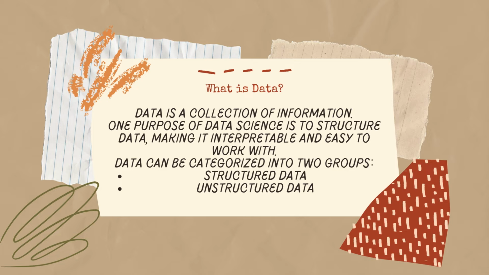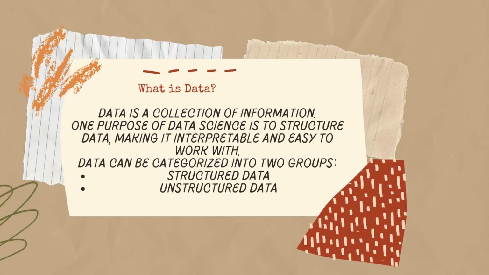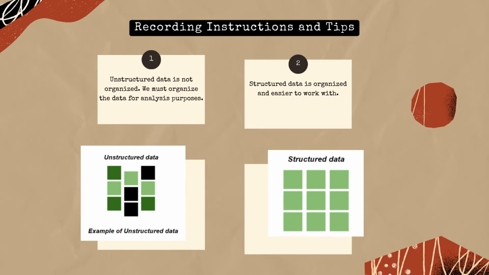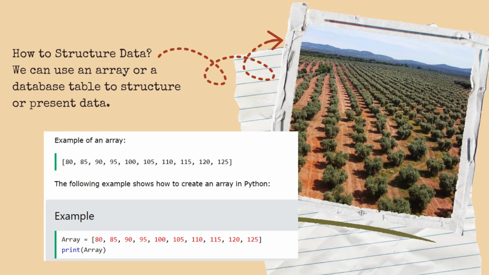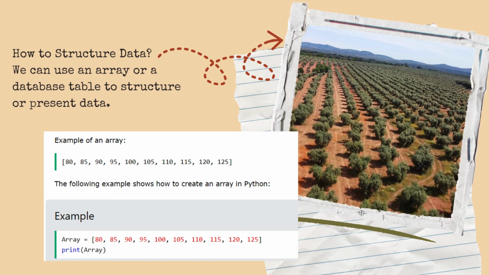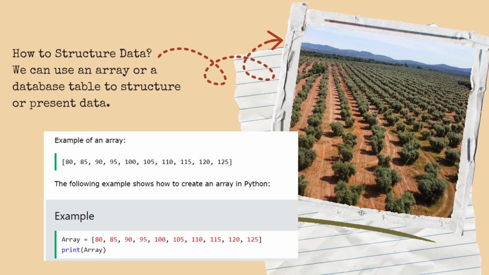Data is a collection of information. One purpose of data science is to structure data, making it interpretable and easy to work with. Data can be categorized into two groups: structured data and unstructured data. Unstructured data is not organized. We must organize the data for analysis purposes. Structured data is organized and easier to work with. How to structure data: we can use an array or a database table to structure or present data.